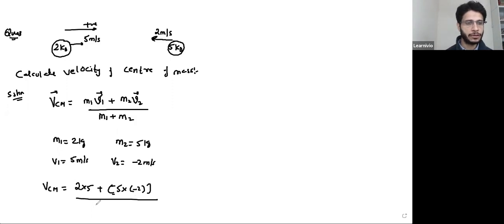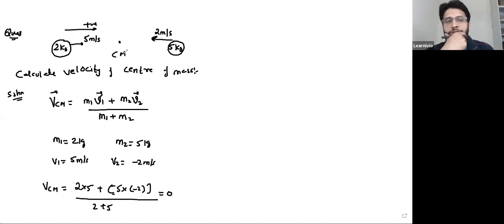Yes, Anya, you're correct. 2 plus 5, so it comes out to be 0. Means if these two bodies are moving with 5 and 2 meters per second velocity, its center of mass will not move. Center of mass will remain at rest. So this example shows that individual particles are in motion, but center of mass is not moving. Center of mass is at rest.